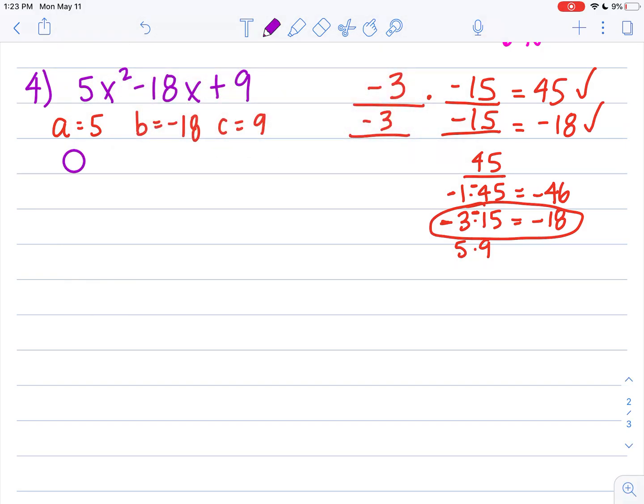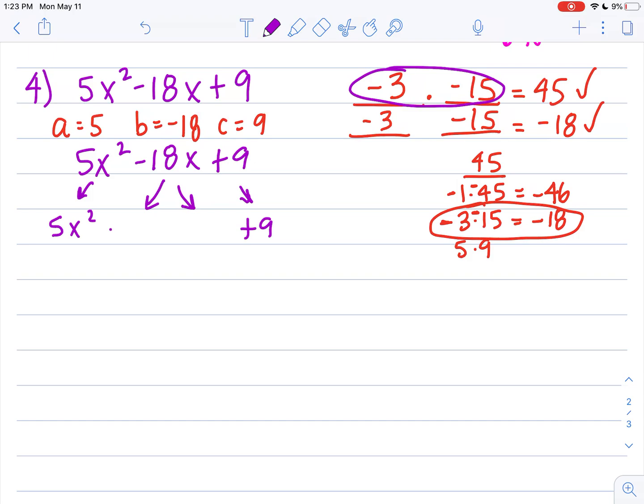And then the first step is to rewrite the problem. So 5x squared minus 18x plus 9. You bring the first term down, and you bring the last term down, and you split this middle term up into these two numbers. So negative 3x minus 15x. Put an x because you still want it to get back to this number, negative 18x. Then we're going to draw a line down the middle, and we're going to take the GCF out.